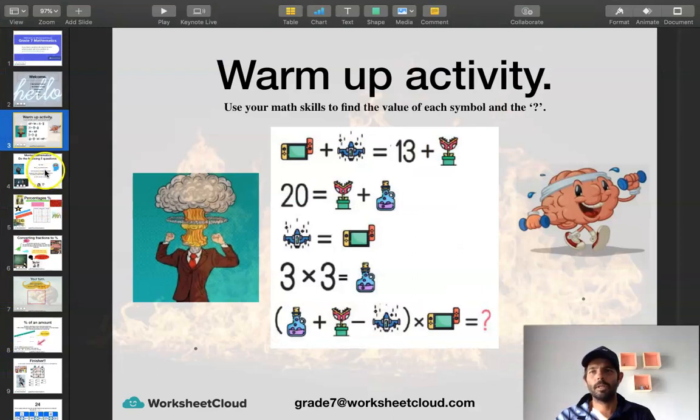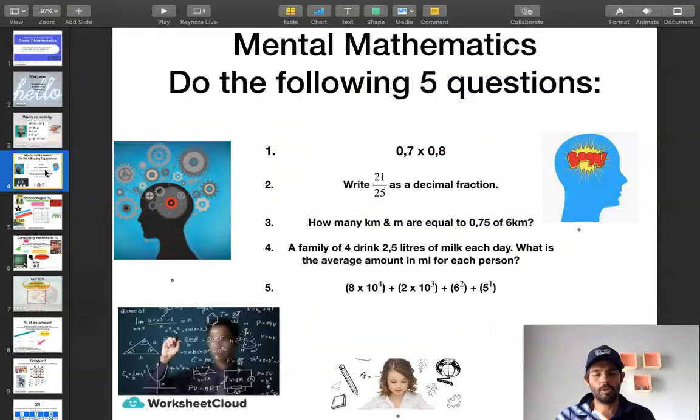Let's see what's next. Okay, your mental maths questions for today. Go and work them out. Feel free to go have a look at other lessons while you're working them out and see if you can refresh your memory if you need to. And let's see how you did once you get to the end of number 5.